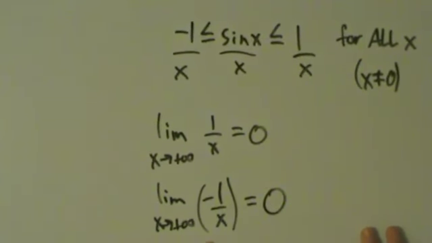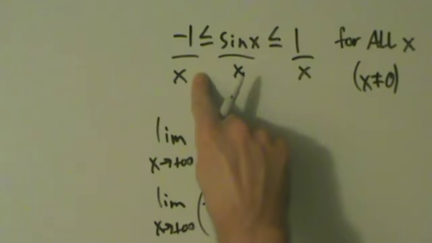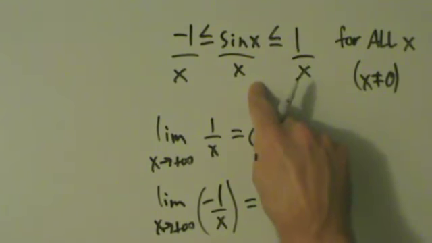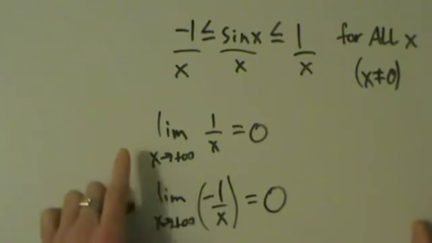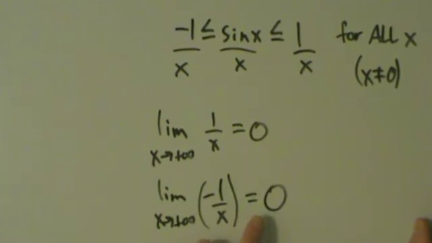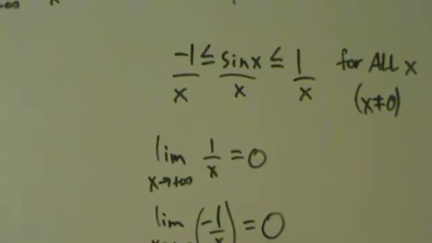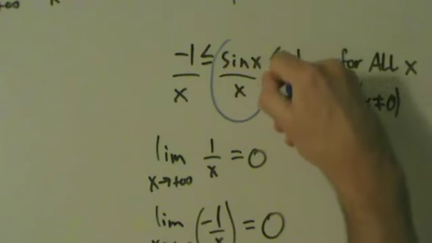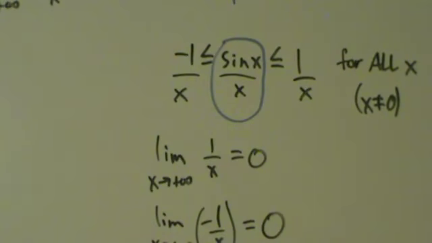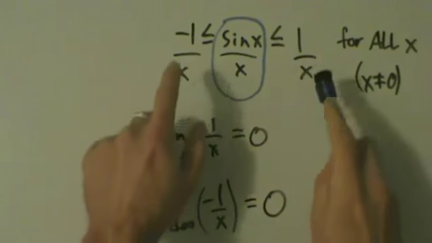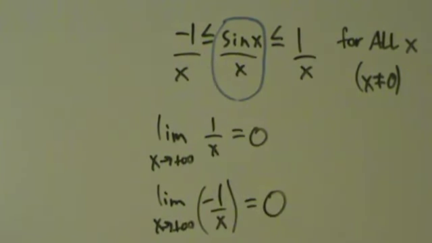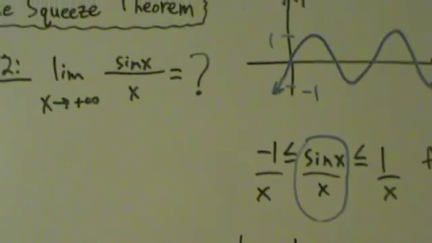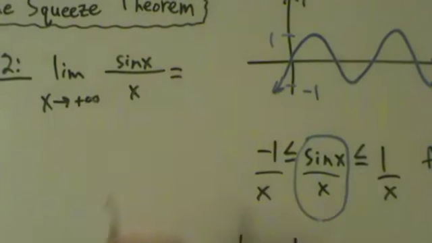So what's going on here? We have negative 1 over x less than or equal to sine x over x less than or equal to positive 1 over x for all x not equal to 0. And the limits at infinity of 1 over x and negative 1 over x are both 0. So the squeeze theorem tells us that the limit as x goes to infinity of this guy has to be the same thing, okay? Because the limits at infinity of these two things out here are the same, and this guy is being squeezed between these two guys. So right away that just tells us that this limit here must also be 0.